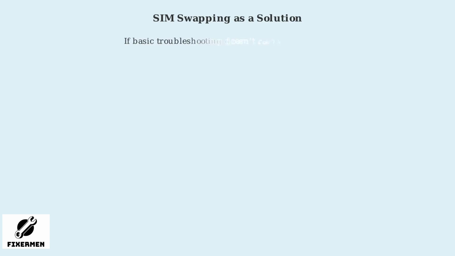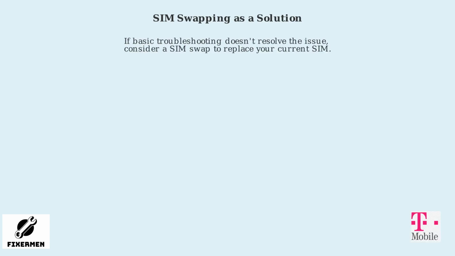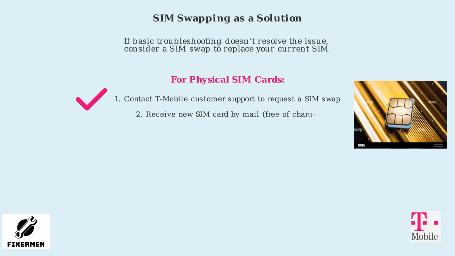If basic troubleshooting steps don't resolve your SIM provisioning error, consider a SIM swap as an effective solution. This involves replacing your current SIM card with a new one to eliminate persistent issues. For physical SIM cards, start by contacting T-Mobile customer support to request a SIM swap. You'll typically receive the new SIM card by mail at no cost. Once you have it, simply replace your current SIM card with the new one.